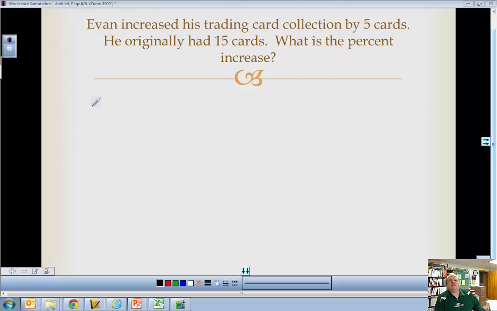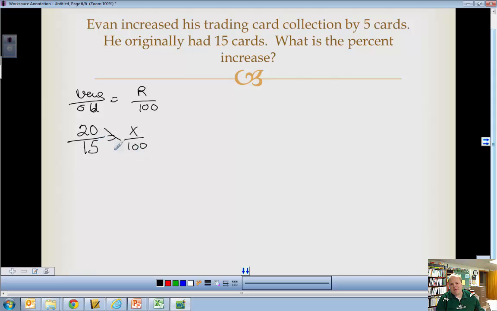In this problem it says Evan increased his trading card collection by 5 cards. He originally had 15 cards. What is the percent increase? Well, here we're dealing with an increase, so I will have my new over my old equals, actually, I'm going to find my rate. This is going to be my rate over 100. So my new, increased by 5, would be 20. My old is 15, equals x over 100.